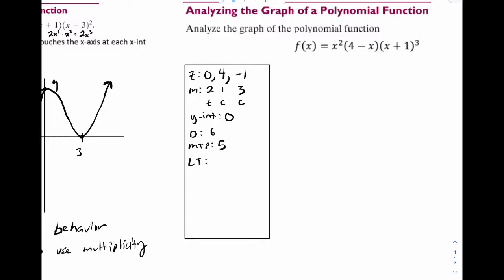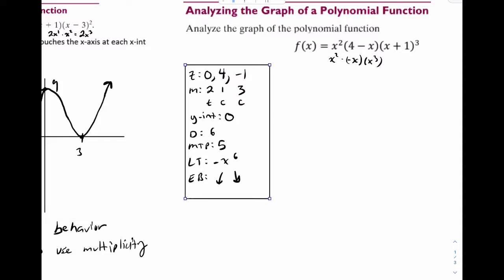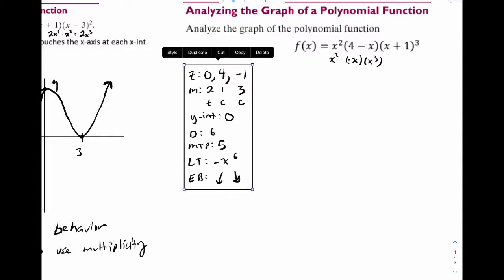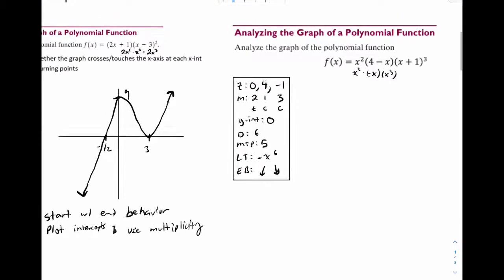And your leading term, you gotta be careful here. X squared, you have a negative x here, and you have x to the third here. So notice how I'm just taking the x out of all these. Put all these together, and you're gonna get negative x to the 6th power, which means your end behavior is down, down. Okay, so that's all the information we need. So I'll make our box a little bit nicer. Now let's graph.